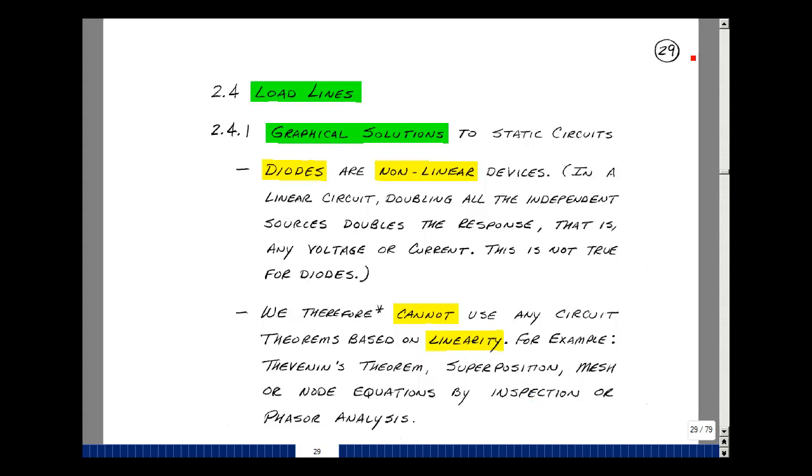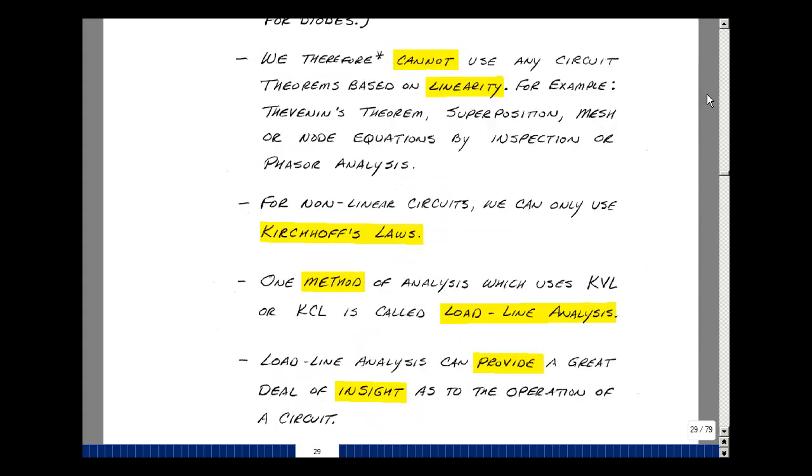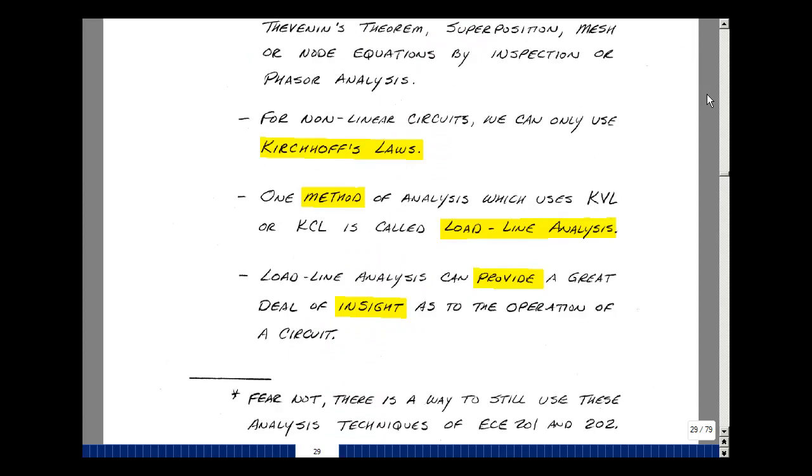There's a little footnote here. And it says, fear not, there is a way to still use the analysis techniques of ECE302 and 202. We'll have to do that very carefully, and we'll take a look at that in this section. Technically, for nonlinear circuits, all you can use is Kirchhoff's laws. The next method we'll take a look at is what's called load line analysis. This technique can give you a lot of insight as to how a circuit operates.